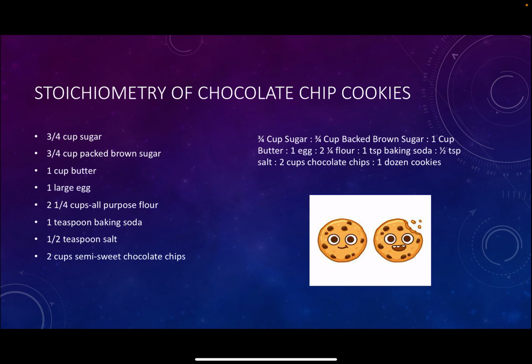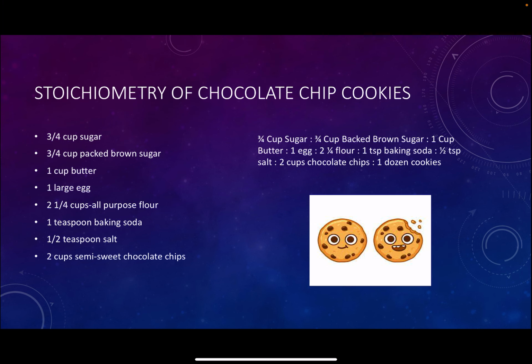All right, and finally I want to talk about the stoichiometry of a chocolate chip cookie recipe. Stoichiometry is the relationship between the relative quantities of substances taking part in a reaction or forming a compound. So the ingredients on the left would be the relative quantities of the cookies. And we are trying to make, for this recipe, a dozen cookies. Now on the right, I have the ratios written out for the recipe to give us 1 dozen cookies.